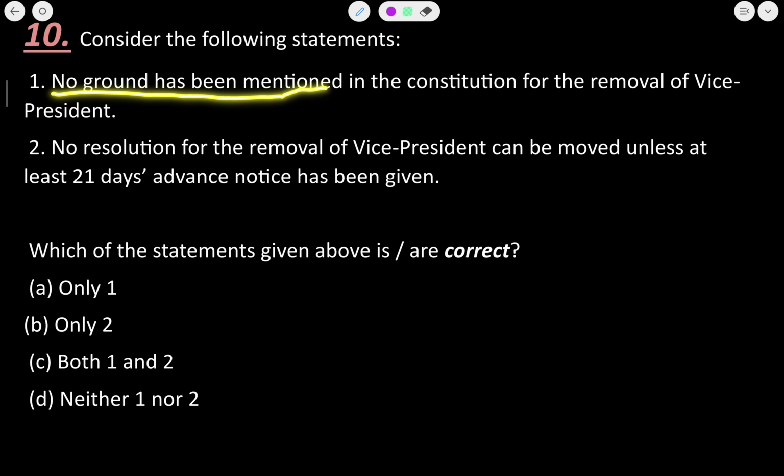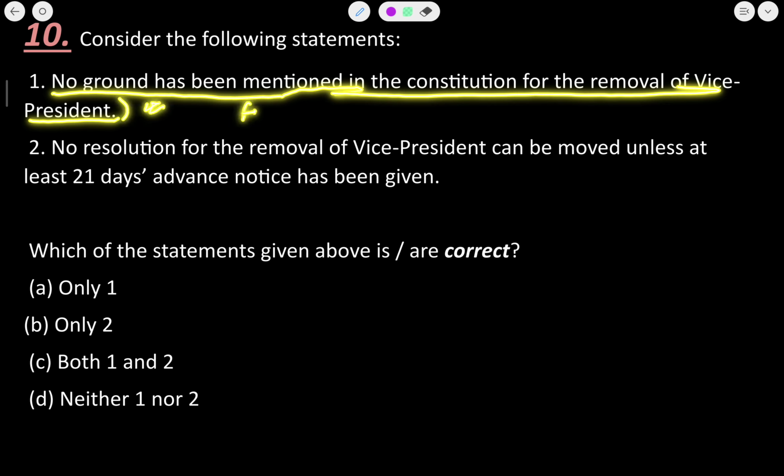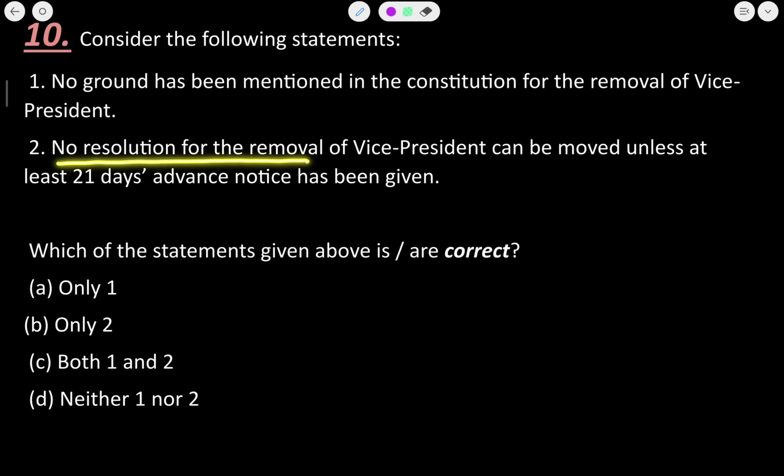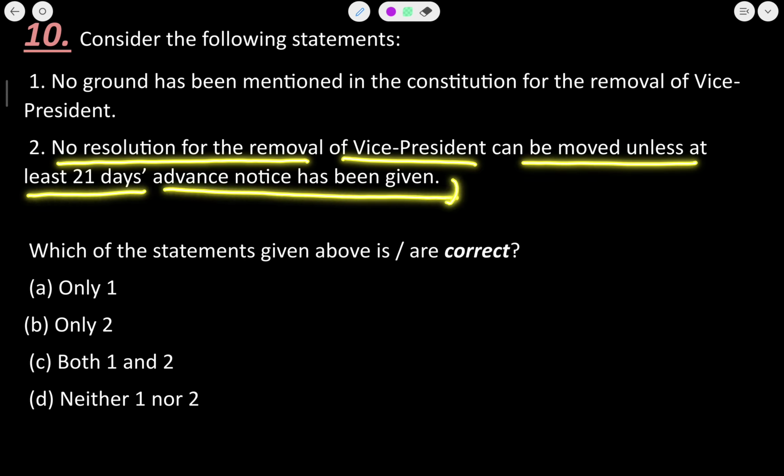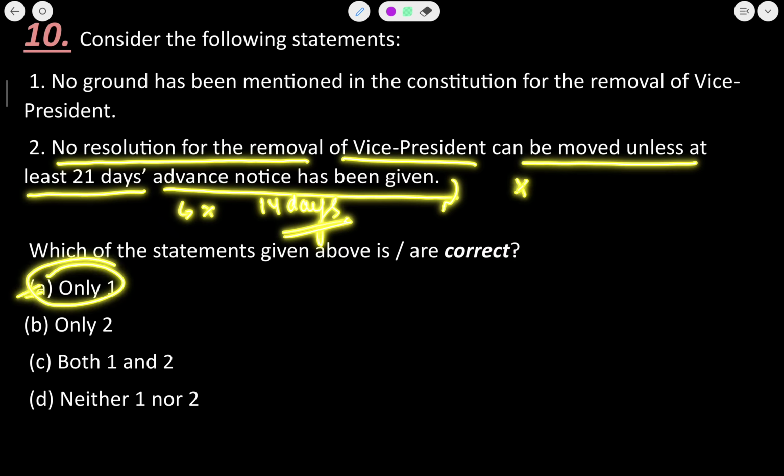Now next is question number 10. No grounds has been mentioned in the Constitution for the removal of the Vice President. Absolutely correct. There is no formal impeachment process for the Vice President. तो correct statement है। No resolution for the removal of the Vice President can be moved unless at least 21 days advance notice has been given. तो 21 days का advance notice दिया जाता है? नो, 21 days का नहीं, 14 days के around का notice दिया जाता है, not 21 days. That is why हमारा 10 का B is the incorrect. यहाँ पे हमारा 10 का A is the only correct option.